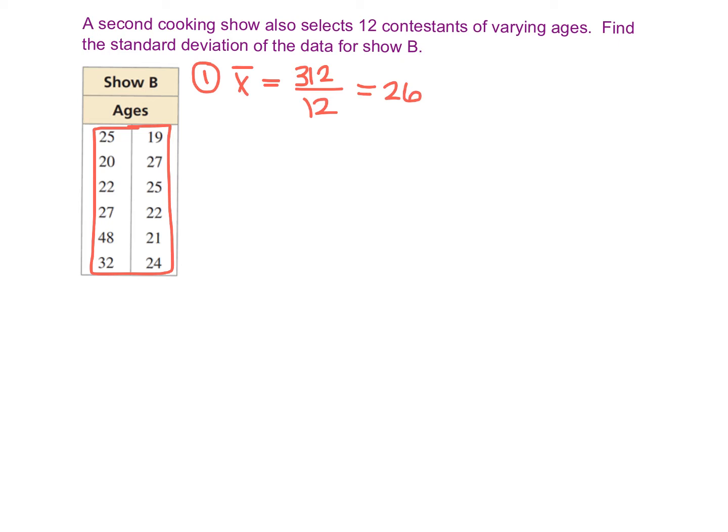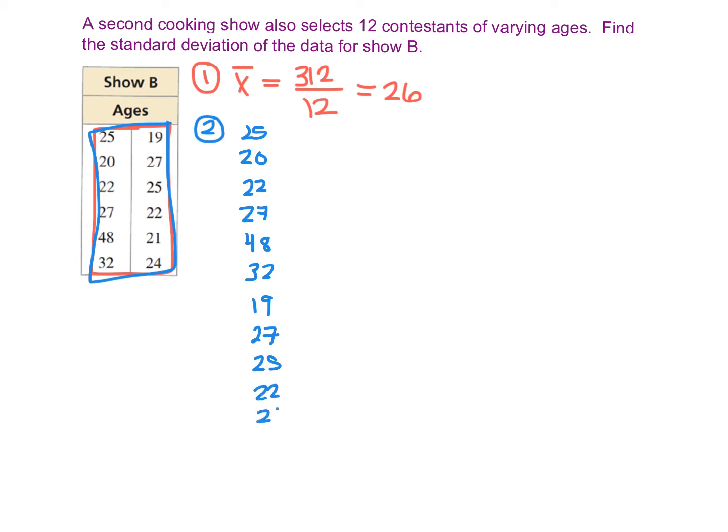Then from here, we're going to find all of our deviations. And we find our deviations by subtracting each X value that we have, and we subtract the mean from it. So here we have all of our values. So we have 25, 20, 22, 27, 48, 32, 19, 27, 25, 22, 21, and 24. And we're going to subtract 26 from all of these. So here, this first one is -1. Then we have -6.